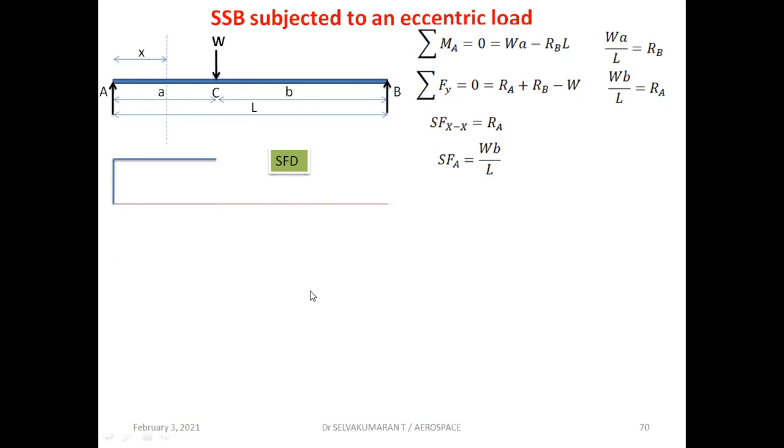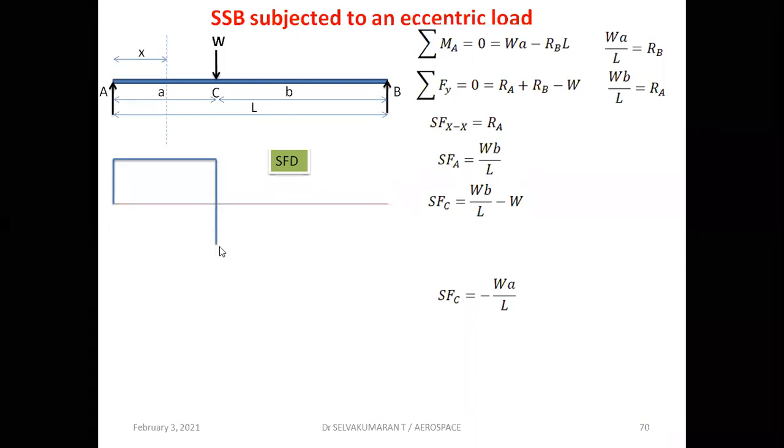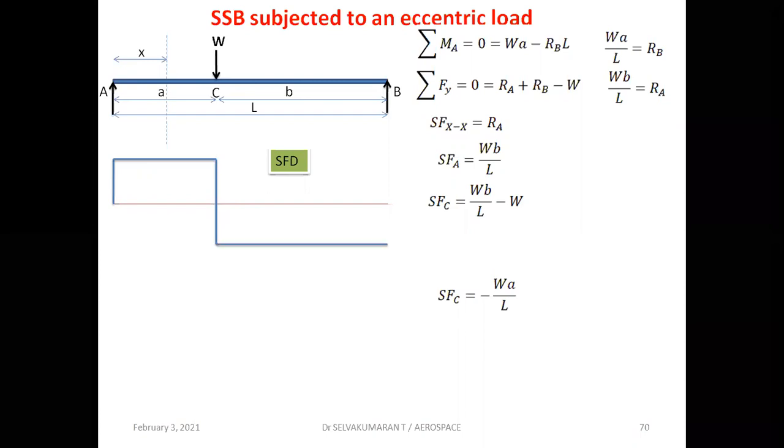Once we reach the point C, W is acting downward. So Wb by L minus W, so the shear force at C is minus Wa by L. This is the positive value and this is the negative value. This is Wa by L and this is Wb by L. If you add, you will get W. Then between C and B, there is no load, so shear force remains constant.